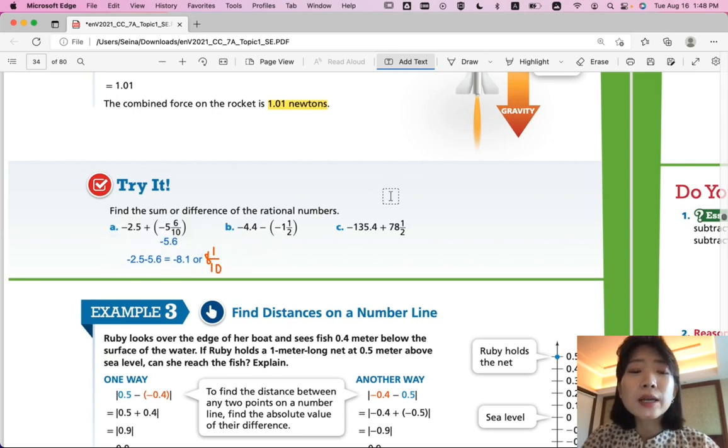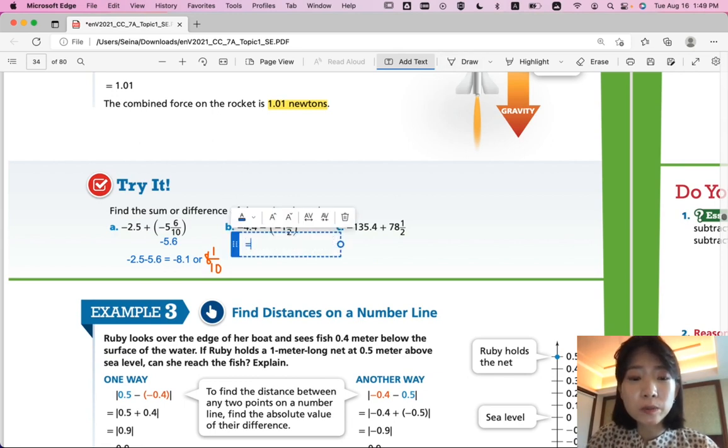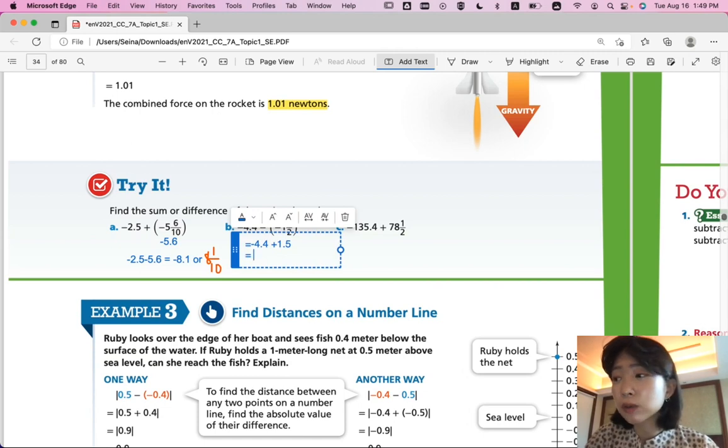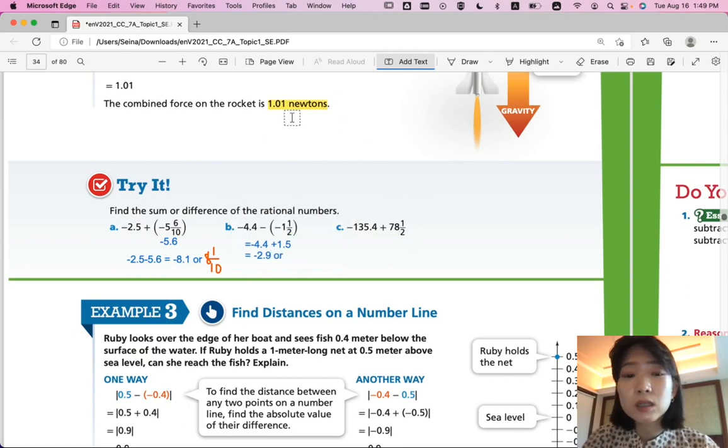Okay, part B. Negative 4.4 minus negative 1.5. You can change this into a decimal as well. Negative 4.4, and change this into an addition problem, plus 1.5, should equal negative 2.9, or negative 2 and 9 over 10.